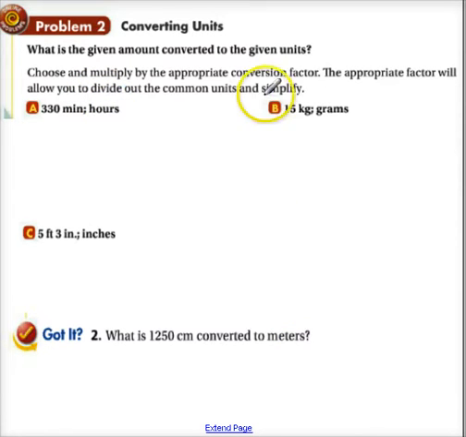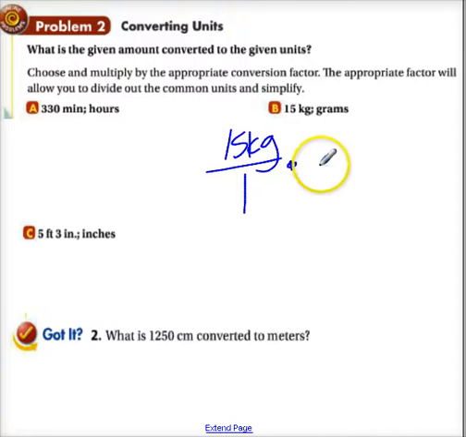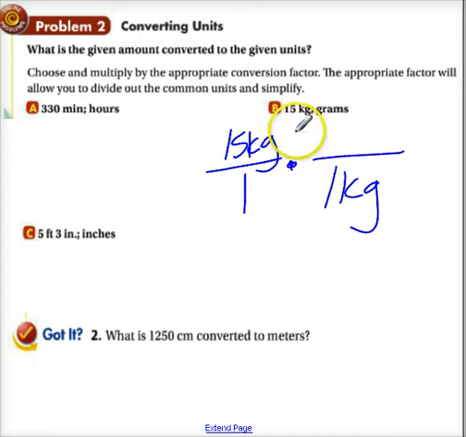Let's try another one. 15 kilograms, and I want to know how many grams that is. So I'm going to write 15 kilograms, going to write what they tell me over 1. And I'm going to multiply it by a conversion factor. Well, I know that in 1 kilogram there are 1,000 grams. Well, I want to get rid of the kilogram, so I'm going to put that on bottom. In 1 kilogram, there are 1,000 grams. Now my kilograms cancel out.